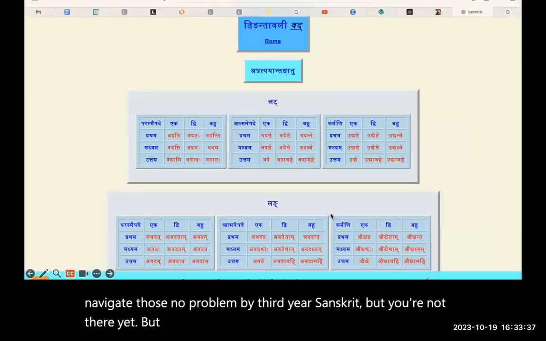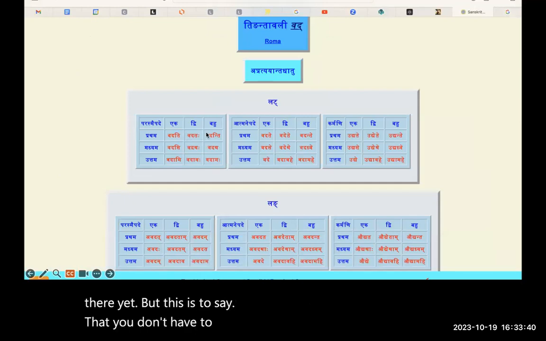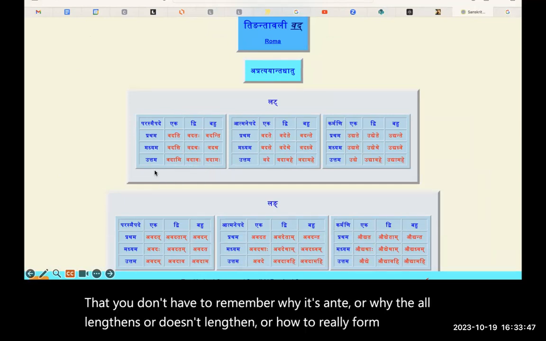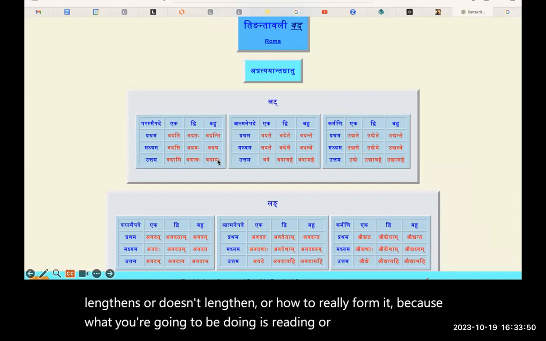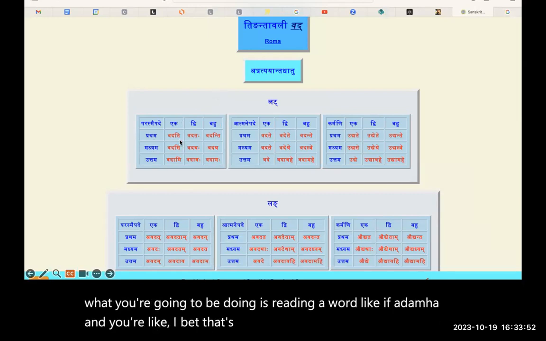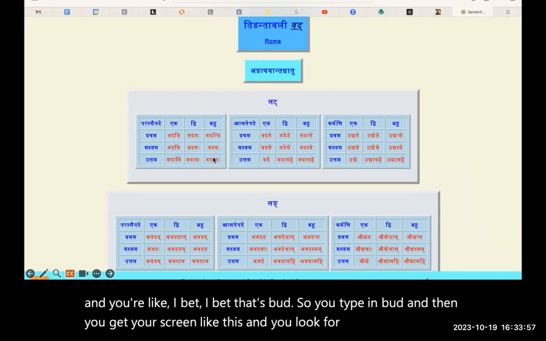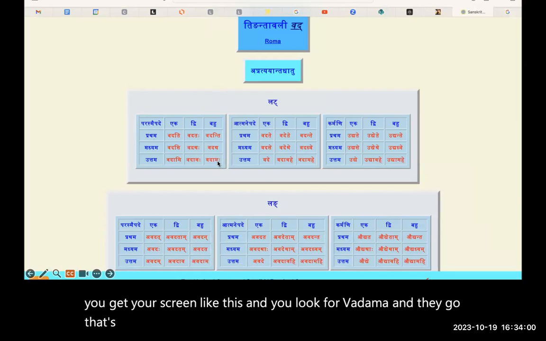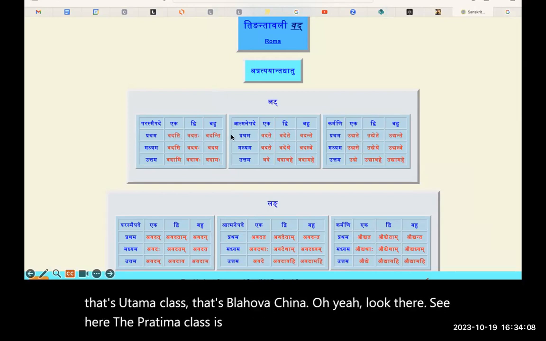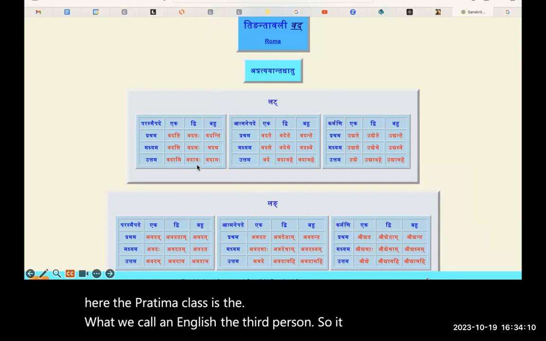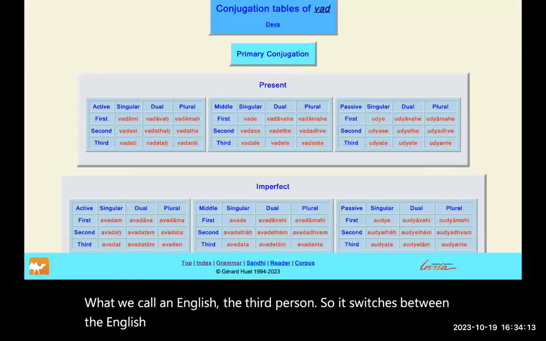But this is to say that you don't have to remember why it's ante, or why the a lengthens or doesn't lengthen, or how to really form it, because what you're going to be doing is reading a word like vadamaha. And you're like, I bet that's vud. So you type in vud, and you get your screen like this, and you look for vadamaha, and then you go, oh, that's uttama class, that's bahuvachana. Oh, yeah, look there. Here, the pratama class is what we call in English the third person. So it switches between the English and the Sanskrit output.